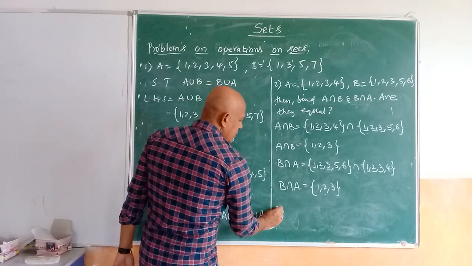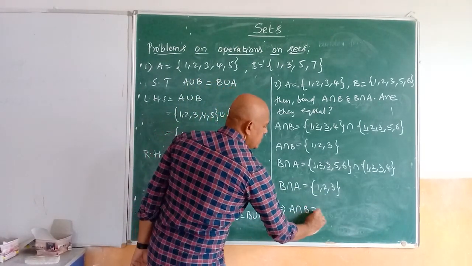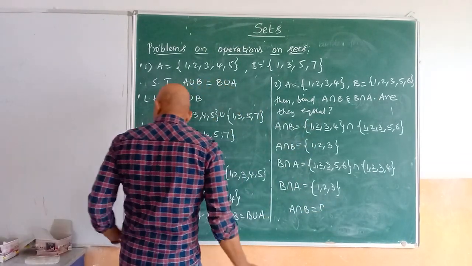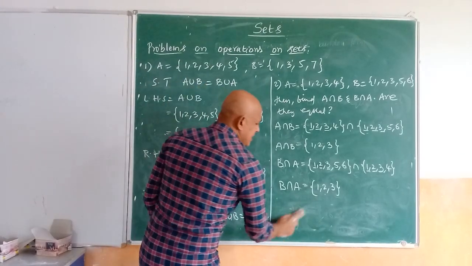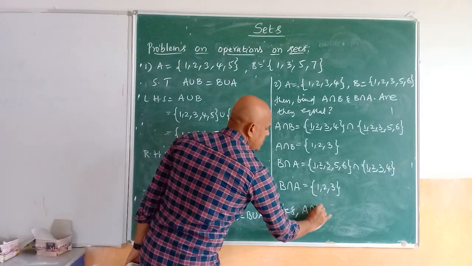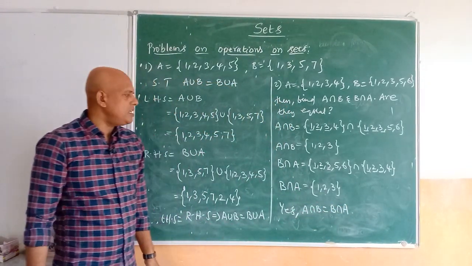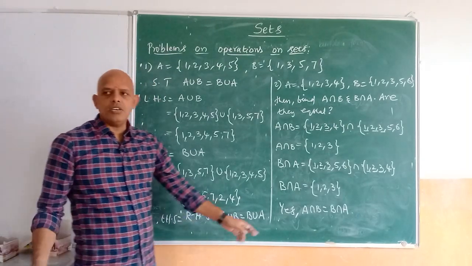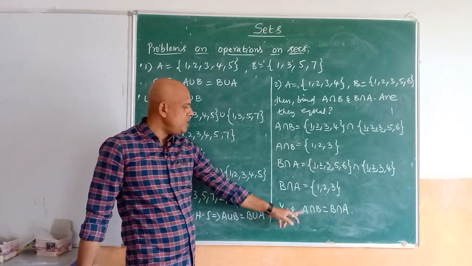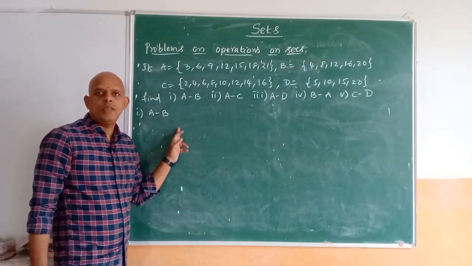Which implies, are they equal or not? What can you say here? Yes, they are equal. A intersection B is equal to B intersection A. So intersection also satisfies the commutative property. A intersection B is equal to {1, 2, 3}, and B intersection A is also equal to {1, 2, 3}. So intersection also satisfies.